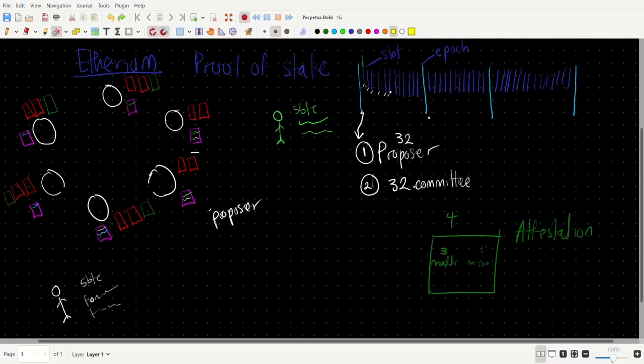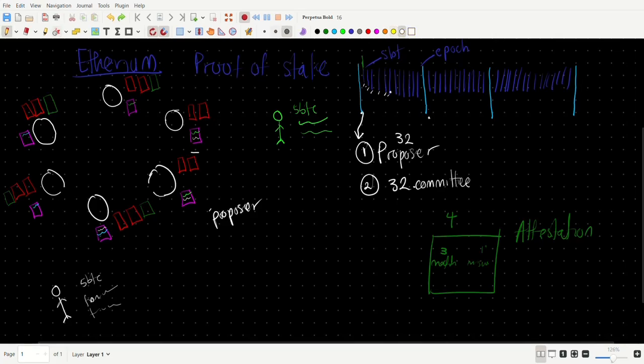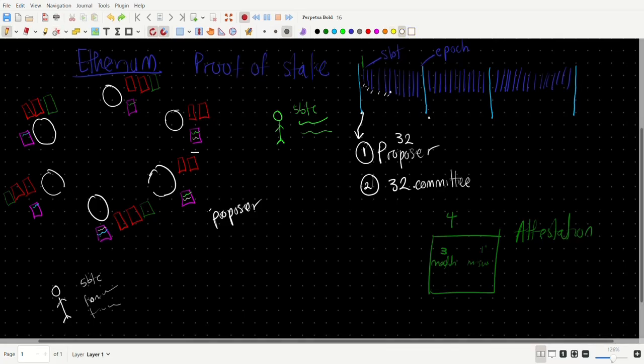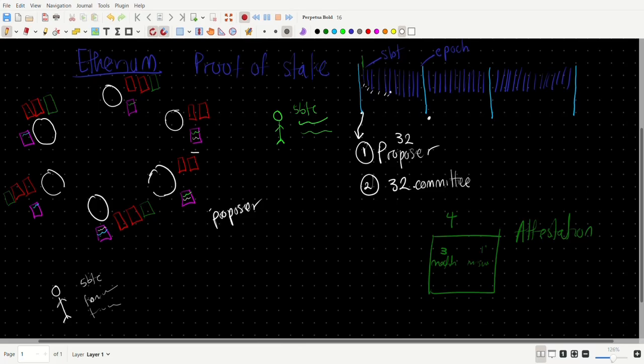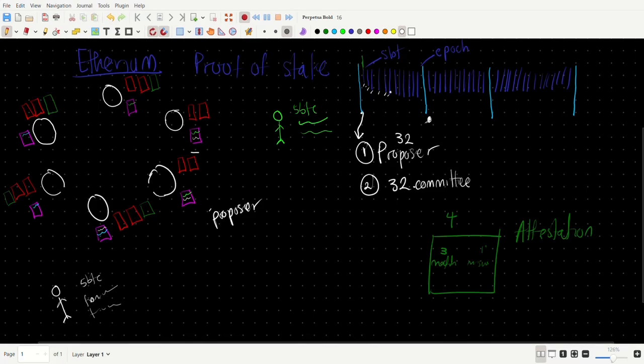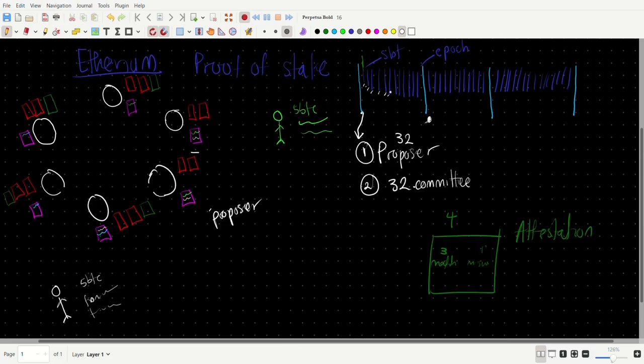So that's how the cycle repeats. It repeats. That's why every 12 seconds, there's always a block. So this keeps repeating until you get to an epoch. So now, like I said, your stuff has been added. You get to an epoch. Then at the end of the epoch, or at the start of a new epoch, you will assign another set of 32 proposals, committee, and everything.